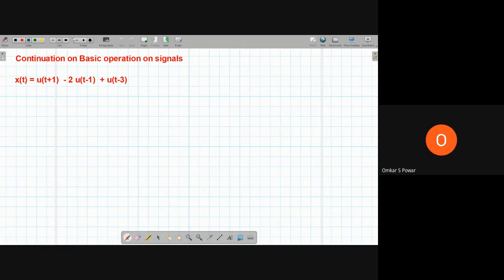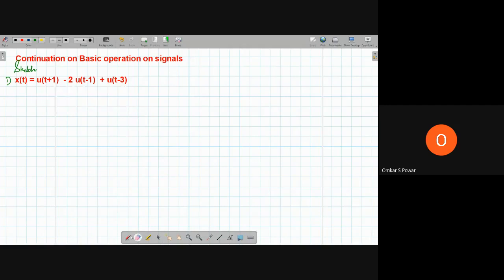Okay. So the first question to you is: sketch x of t is equal to u of t plus 1 minus 2u of t minus 1 plus u of t minus 3. Whenever you see the problem, the first thing that should come to our mind is that this is a continuous function with a unit step, since it is u of t. So in order to solve this, what should be our approach?